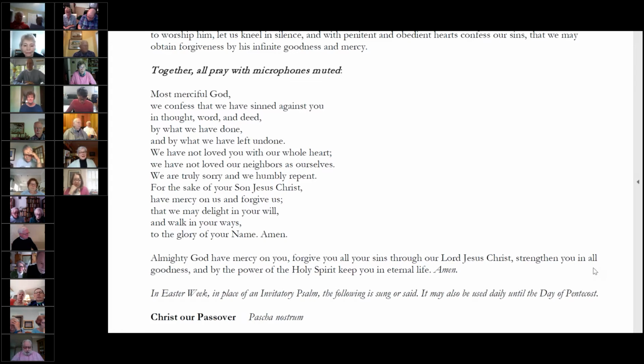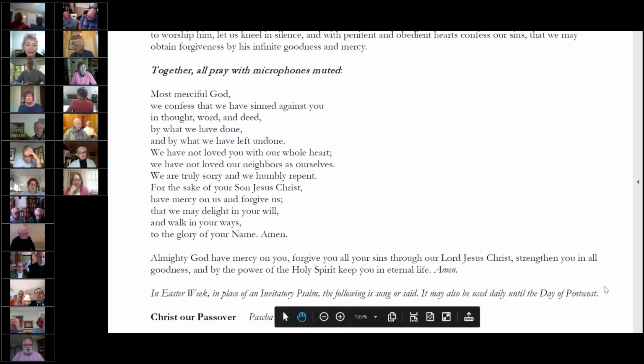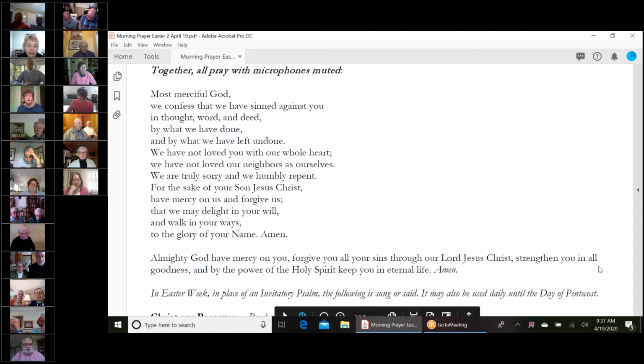Most merciful God, we confess that we have sinned against you in thought, word, and deed, by what we have done and by what we have left undone. We have not loved you with our whole heart. We have not loved our neighbors as ourselves. We are truly sorry, and we humbly repent. For the sake of your Son, Jesus Christ, have mercy on us and forgive us, that we may delight in your will and walk in your ways, to the glory of your name. Amen.